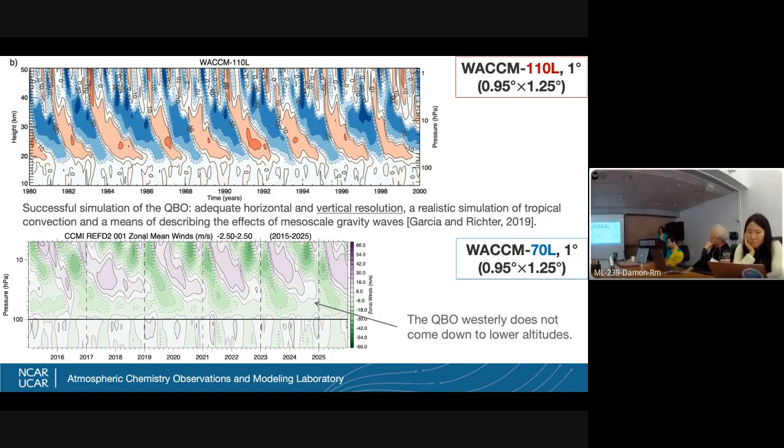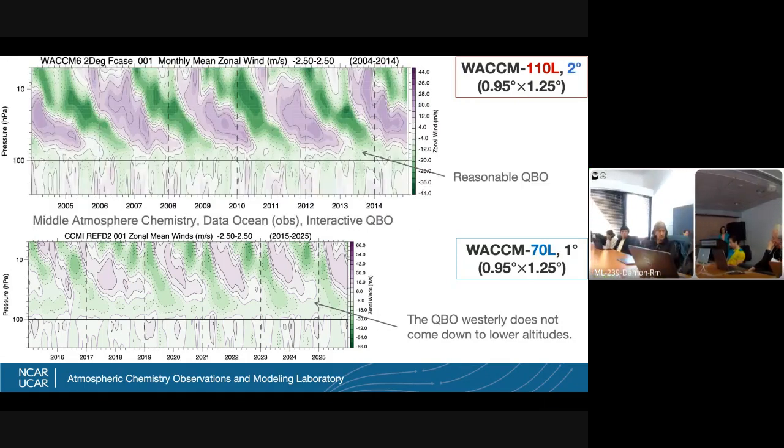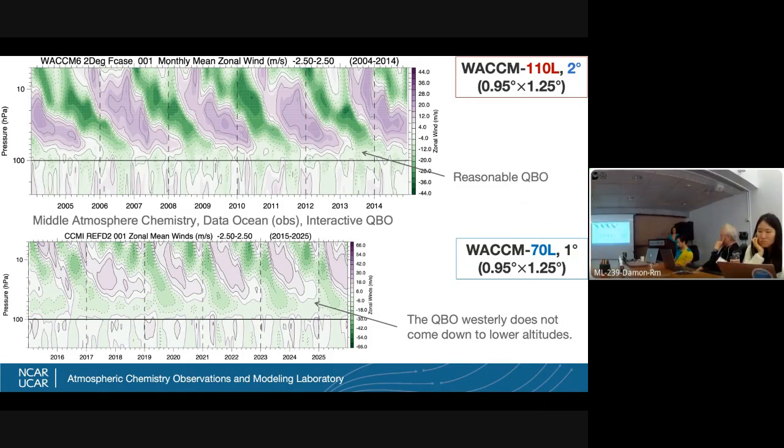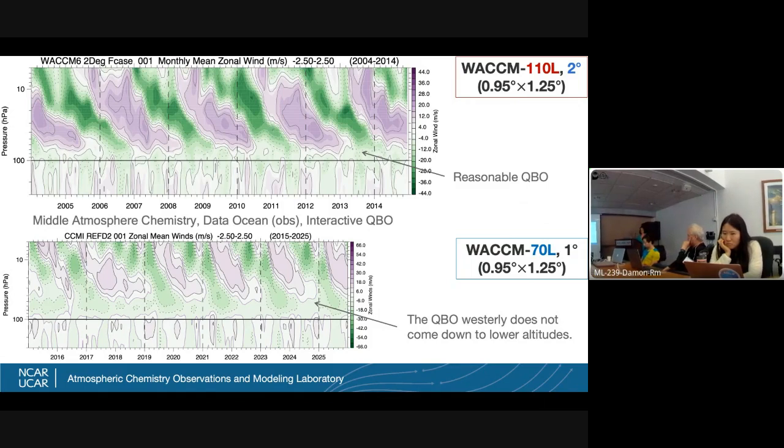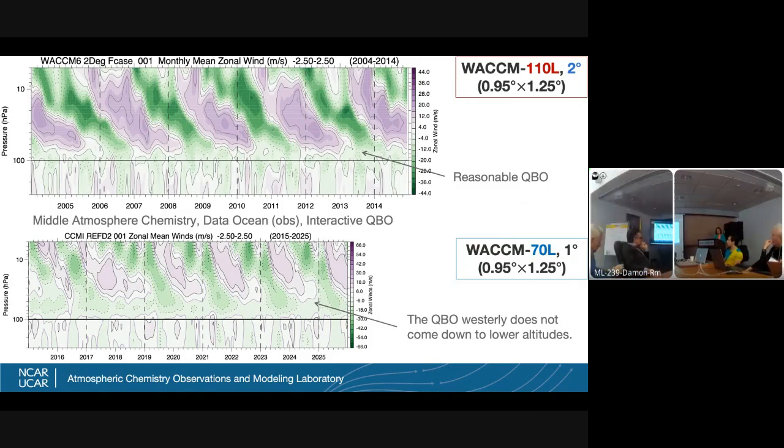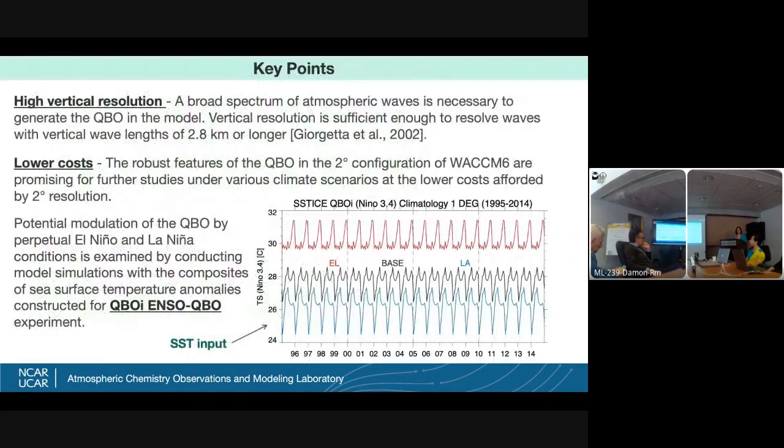So we had this idea, it's not my idea. How about we maintain this 110 vertical level and use 2 degree horizontal resolution instead of 1? And this is what it looked like in the model. The top figure is from vacuum 6, 2 degree version with 110 levels. We have a really good looking QBO. I'm really happy about that. So now we have a pretty good QBO in the model.